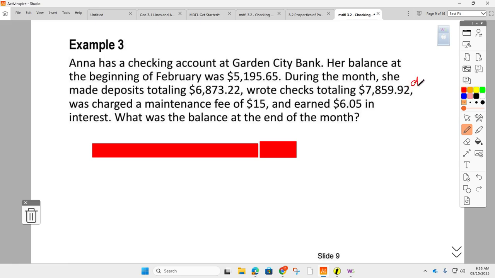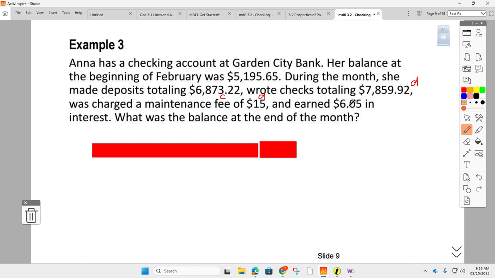This one, deposits totaling, so deposits increase your balance, right, Darby? Is that a debit or a credit? Yeah. The maintenance fee, Kakai, is that a debit or a credit? Yeah, very good, a debit. And you earn $6.05 in interest. Eldred, is that a debit or a credit?